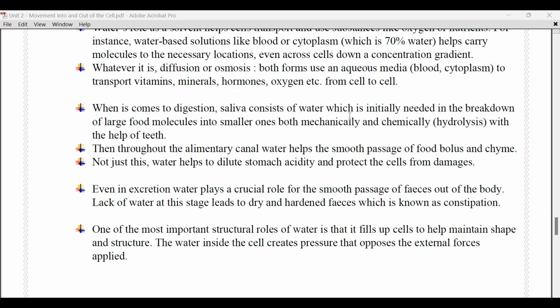And when it comes to cells in general as well, water plays an important role in filling up the cell and maintaining its shape and structure, because it is always the water inside the cell that creates a pressure that opposes the external forces applied on the cell, thus keeping the cell protected.